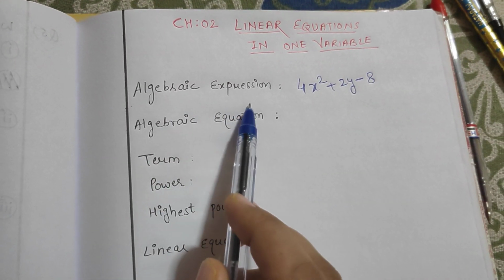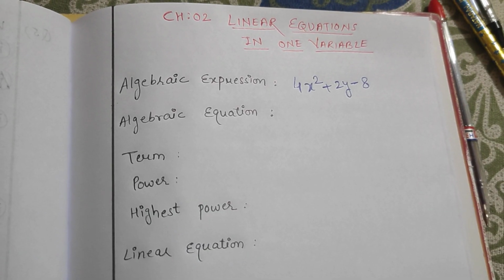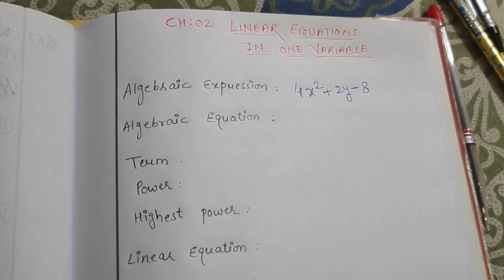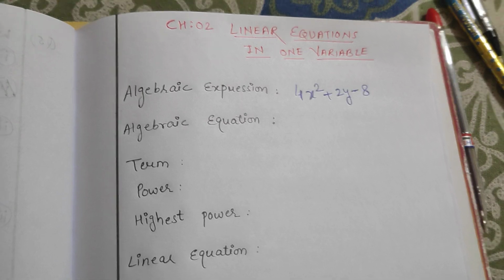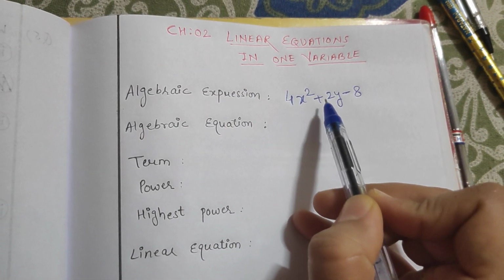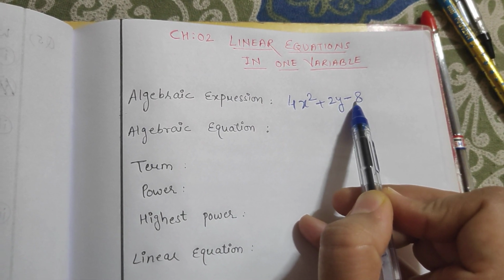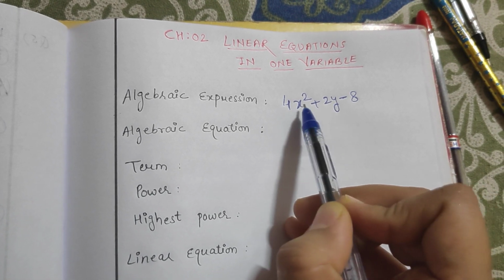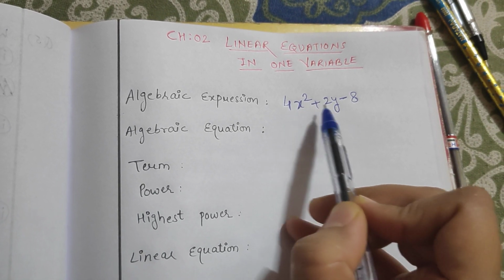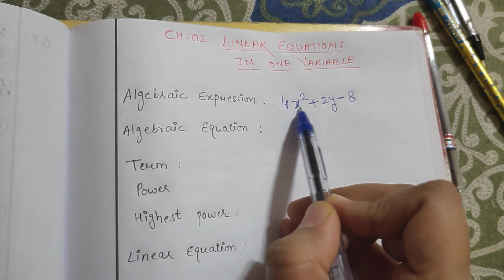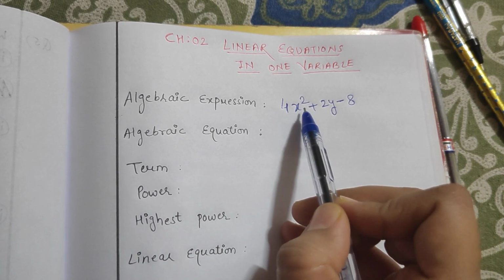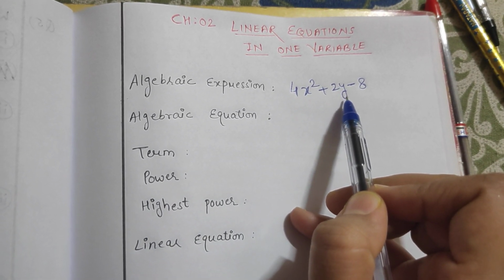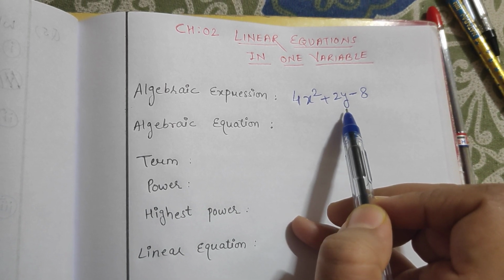Now algebraic expression, as I have already told you, it is nothing but a combination of constant, coefficient and variables. If we see here 4x square plus 2y minus 8, we know about variables. They do not have fixed values, their values change, and that is why they are called variables, because their values vary according to the algebraic expression or equation.